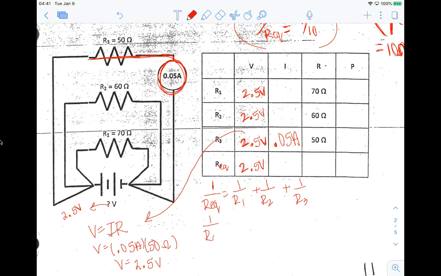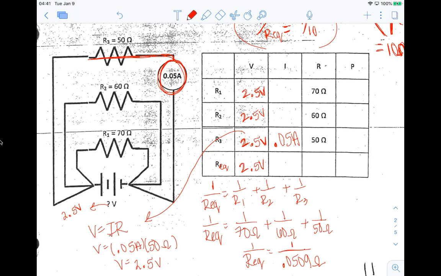So we have 1 over REQ equals 1 over 70 ohms plus 1 over 60 ohms plus 1 over 50 ohms. 1 over REQ is equal to 1 over... do not round, write out the entire number. You should have ended up with 0.0509 ohms. What happens is if you round, you're prematurely rounding your answer. So you don't want to do that. You always want to either utilize the answer button on your calculator or write out the entire number.